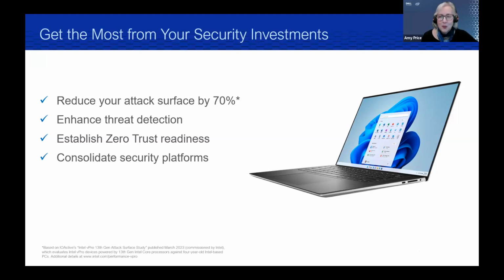So I can bring us home here. So a lot of what we talked about is about getting the most from your security investments. So you buy Dell commercial PCs and you have CrowdStrike and you've got vPro operational in your system, you can turn this all on to give you amazing level of threat detection, reducing your attack surface by 70% through this enhanced threat detection.